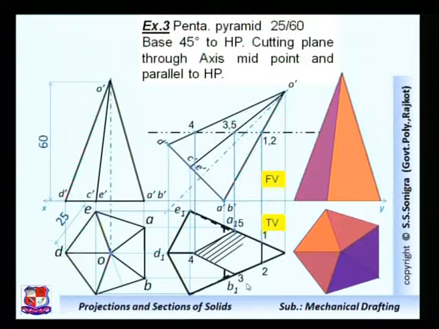Draw section lines in this. So this is the front view, this is the top view, and this is the true shape of the section. I hope the solution of this problem is clear to you. This shows the true shape, front view and top view. The cutting plane is passing through the midpoint of the axis, and the base of this pentagonal pyramid makes an angle of 45 degrees with HP, that is the XY line in this front view.